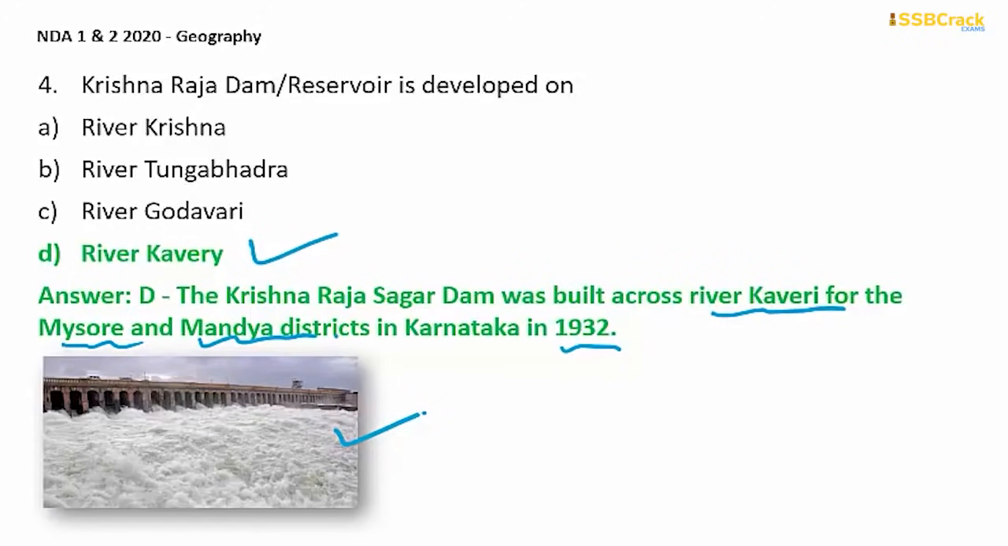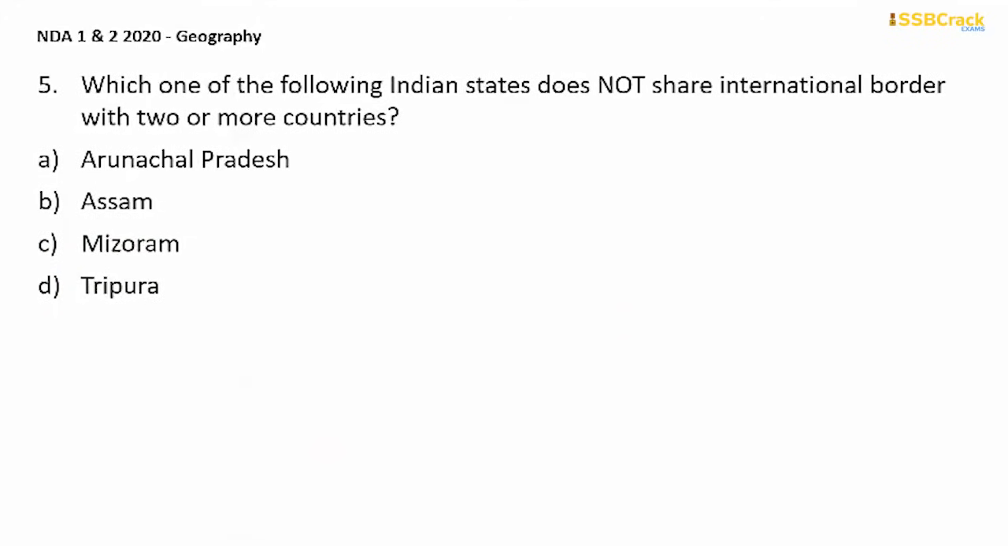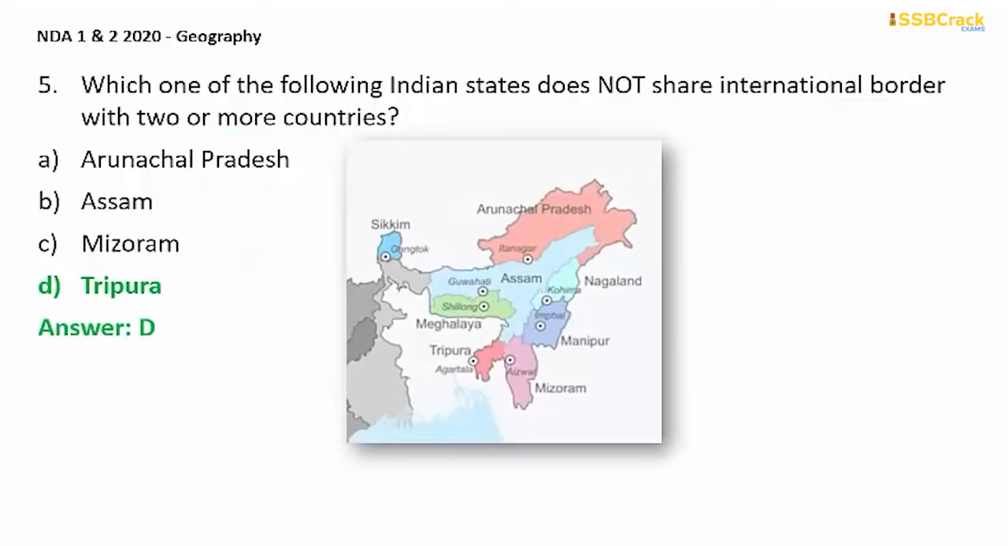Moving on to our next question. Which one of the following Indian states does not share international border with two or more countries? So we have given the name of states: Arunachal Pradesh, Assam, Mizoram, and Tripura. And you have to tell which of these states does not share international border with two or more than two countries, or in other words, which of these states shares its international border with only one country. So we'll answer this with the help of a map.